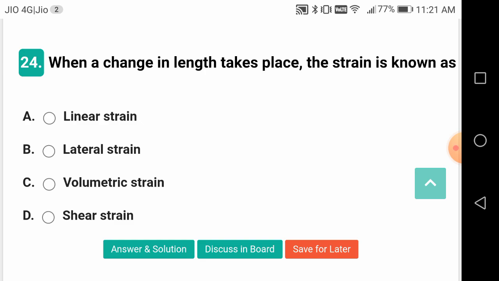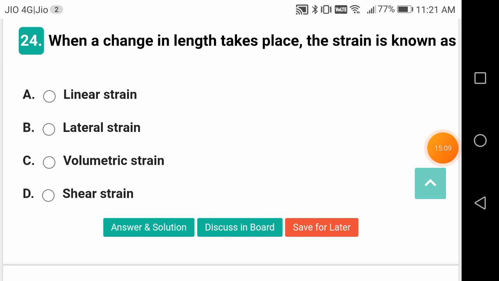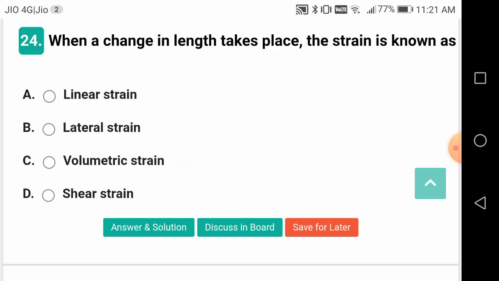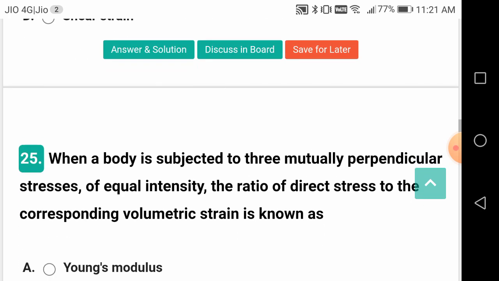When a change in length takes place, the strain is known as linear strain. Shear strain will result in a change in shape. Volumetric strain is equal to the change in volume by the original volume. Lateral strain is the strain in the direction perpendicular to the applied load.